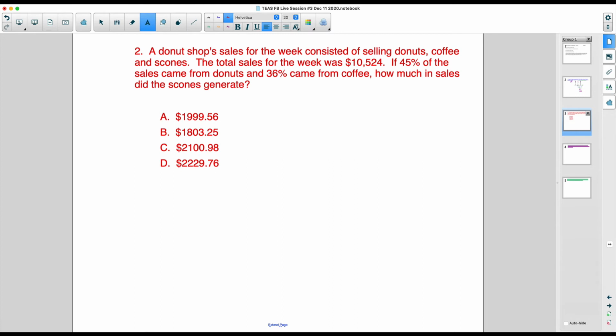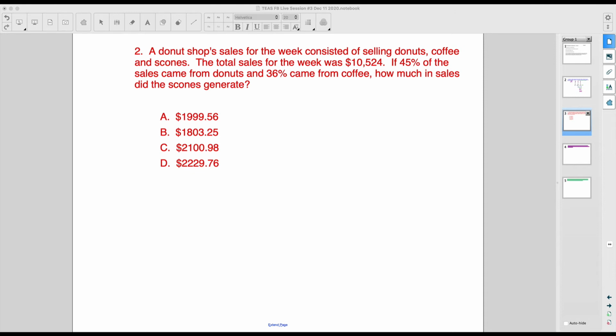So we got a bunch of random numbers up here, and it says a donut shop's sales for the week consisted of selling donuts, coffee, and scones. The total sales for the week was $10,524. If 45% of the sales came from donuts and 36% came from coffee, so we got 45% for donuts, 36% for coffee, how much in sales did the scones generate?